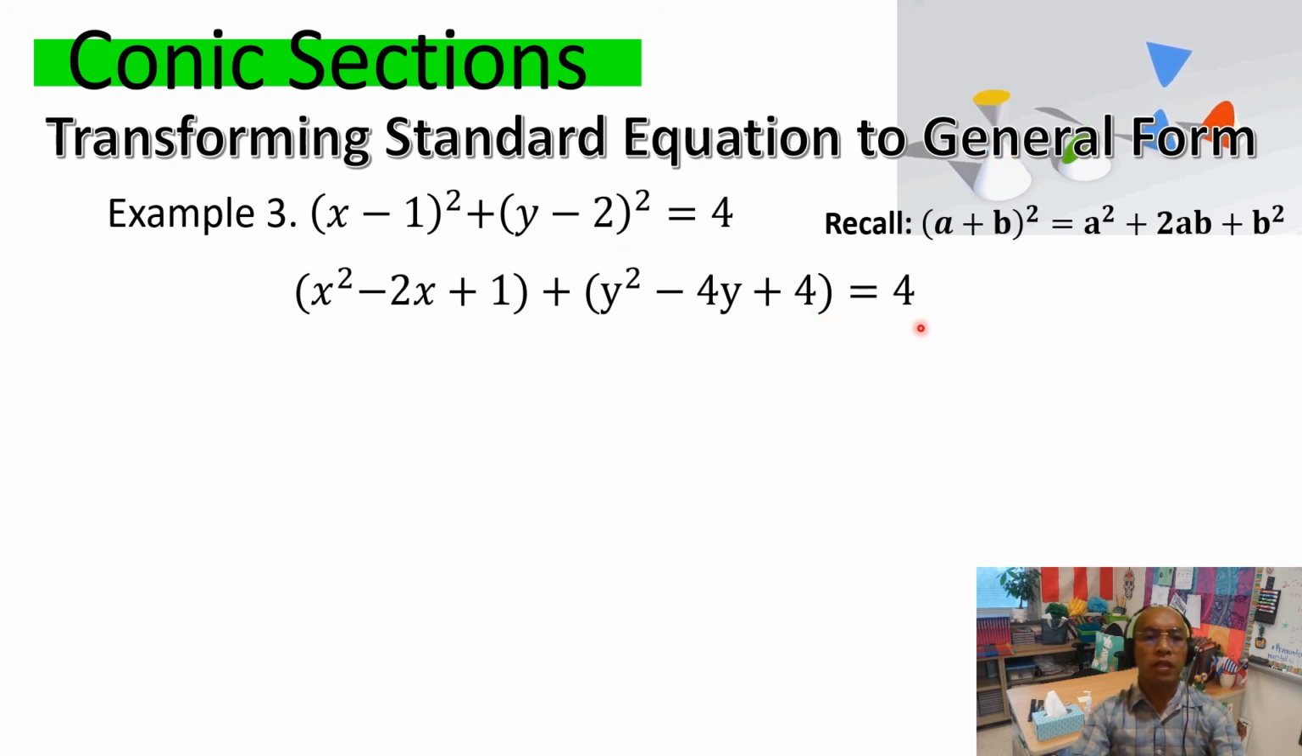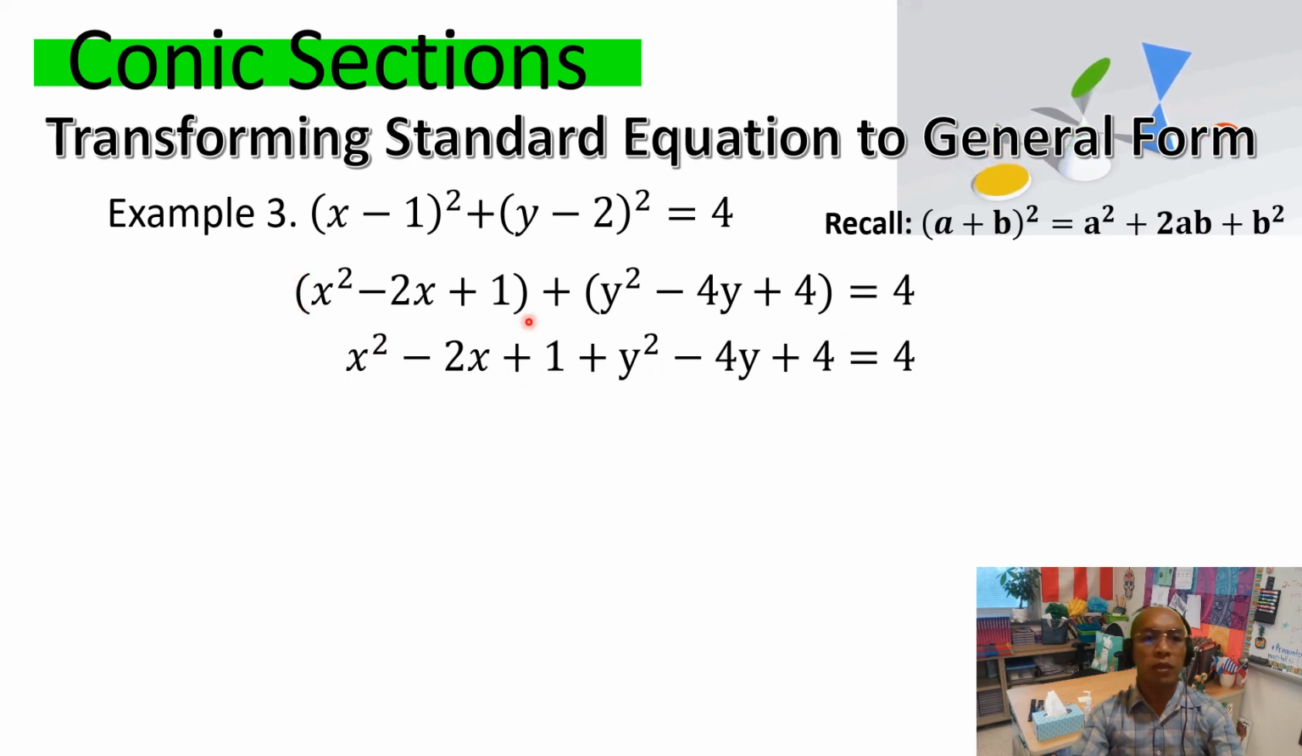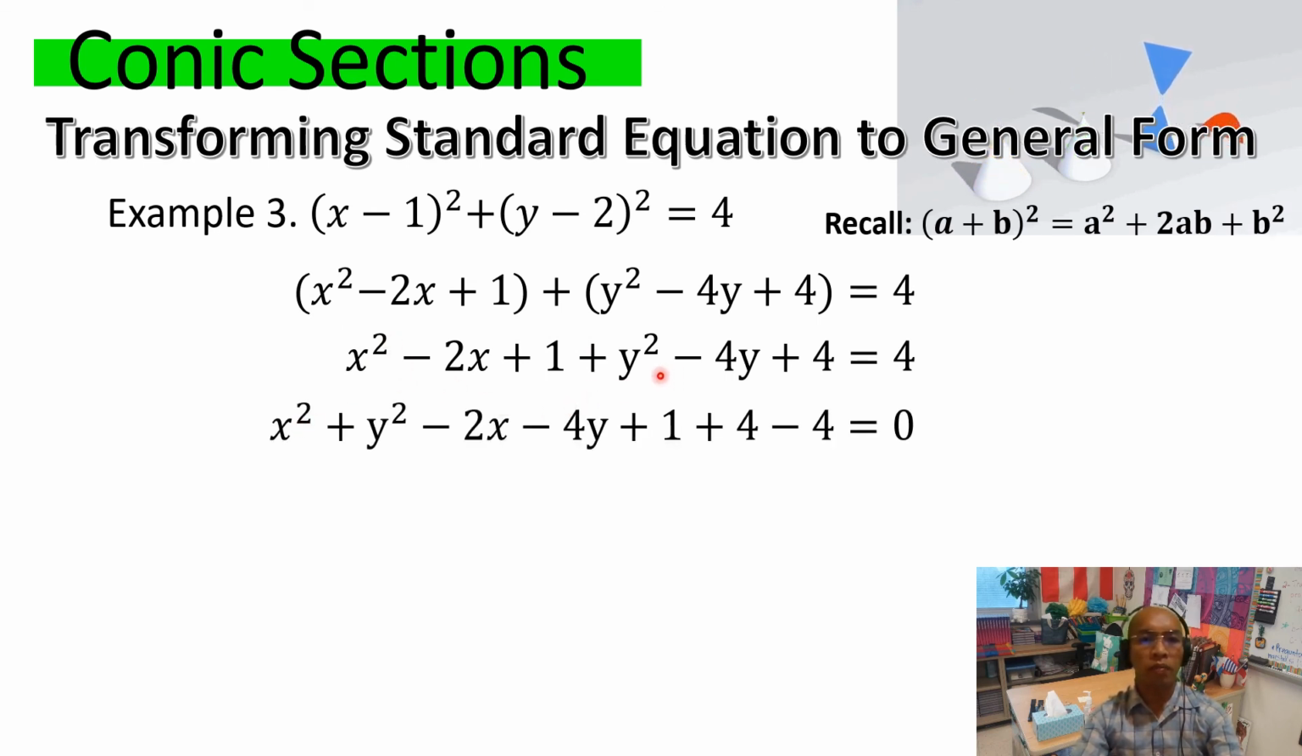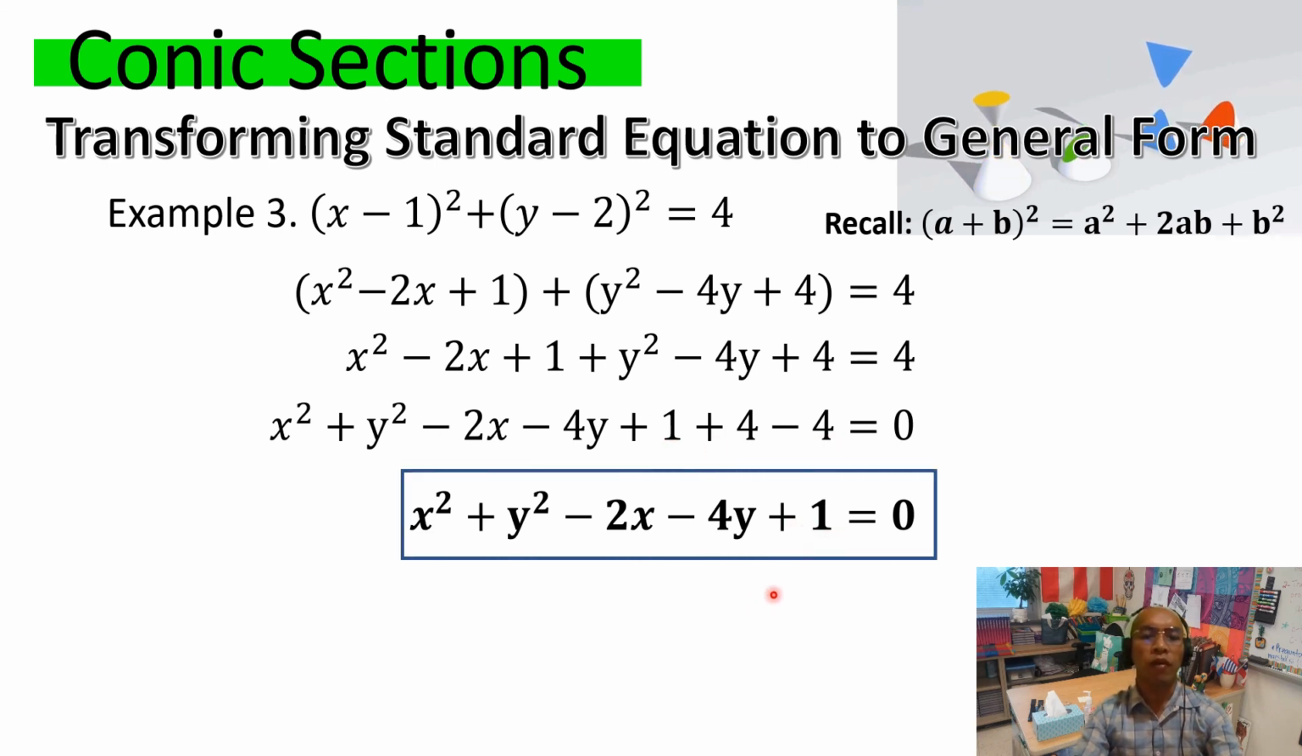You just copy positive 4. Then remove the parentheses. So this is positive 1, positive 4. So we just copy the terms without changing the signs. So rearrange them. So x squared plus y squared minus 2x minus 4y plus 1 plus 4. Transpose the constant at the left. That would be negative 4 is equal to 0. So further simplification, 4 minus 4 is equal to 0. That is why the constant left is positive 1. So therefore, this is now the general equation of this circle.